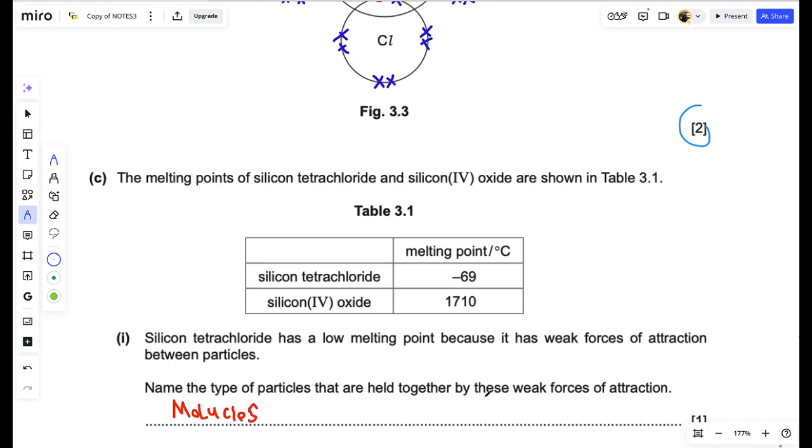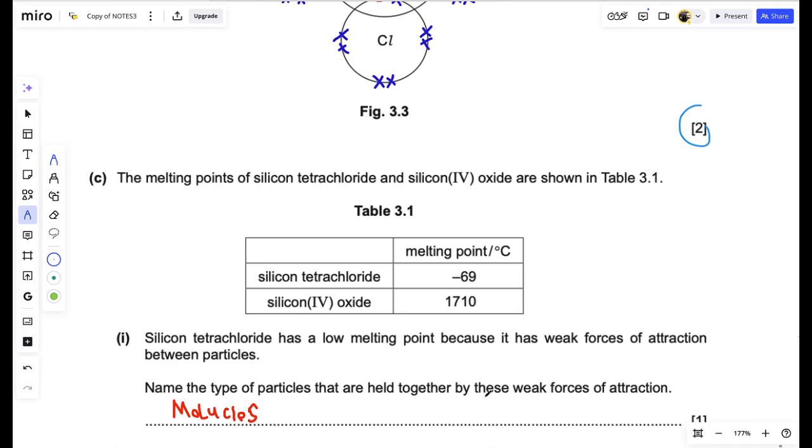Now the melting points of silicon tetrachloride and silicon 4 oxide are shown in the table. Silicon tetrachloride is negative 69, a very low melting point, and silicon 4 oxide is 1704. So the melting point of silicon 4 oxide is very high compared to silicon tetrachloride. What would be the big difference? Silicon tetrachloride has a low melting point because it has weak forces of attraction between the particles. Very weak force, that's why it can melt easily.